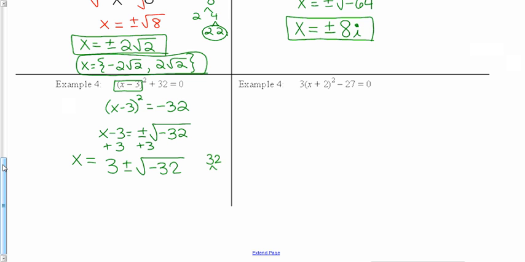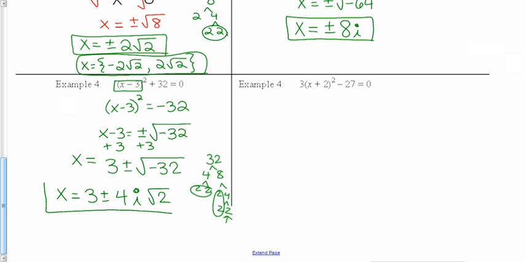So 32 was 4 times 8, so I can break 32 down into a whole bunch of 2's. I can take 2 2's out, so I have a 4 outside. I have to leave 1 2 in because it doesn't have a partner. I also had a negative underneath, so that's an i that I can take out. So there's my final answer, 3 plus or minus 4i square root of 2.